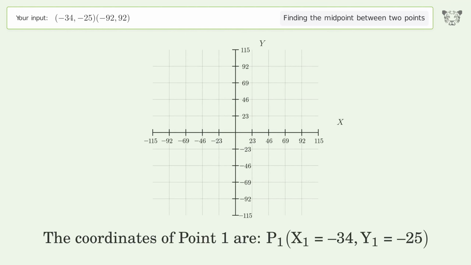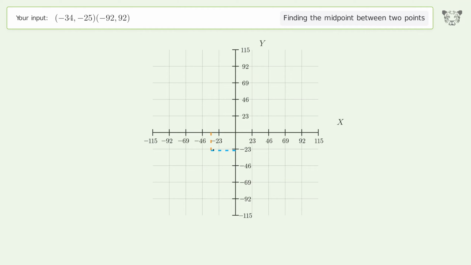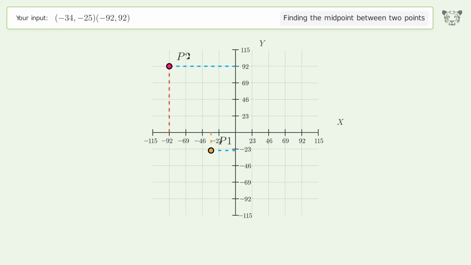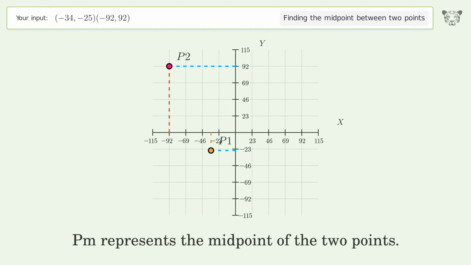The coordinates of point 1 are, x1 equals negative 34, y1 equals negative 25. The coordinates of point 2 are, x2 equals negative 92, y2 equals 92. PM represents the midpoint of the 2 points.